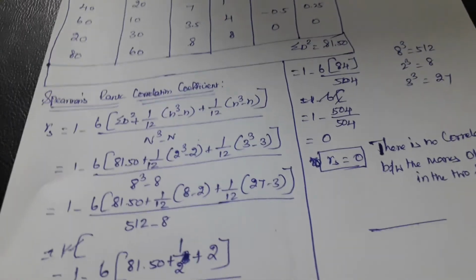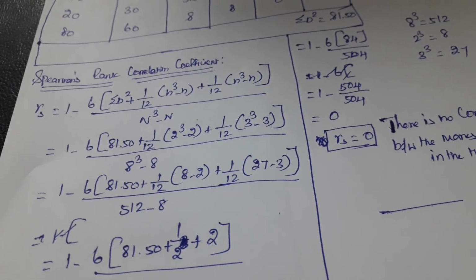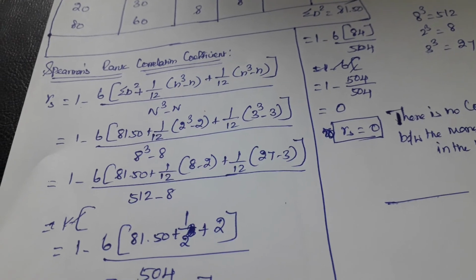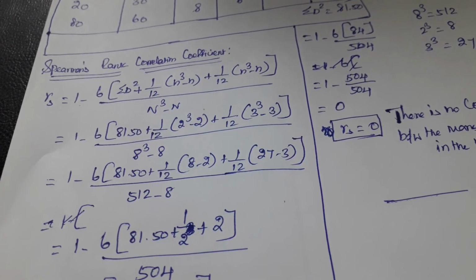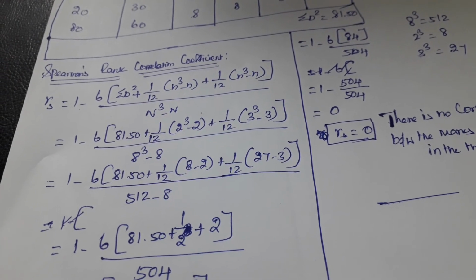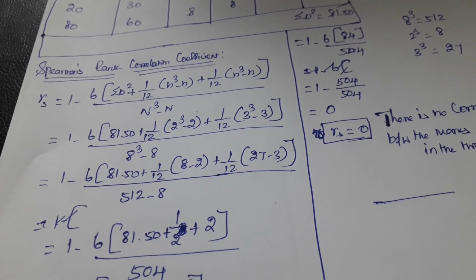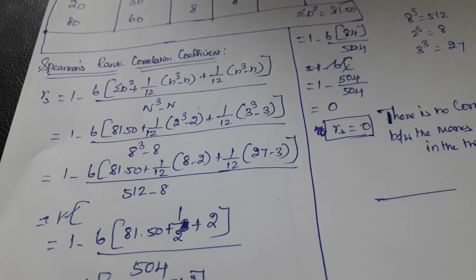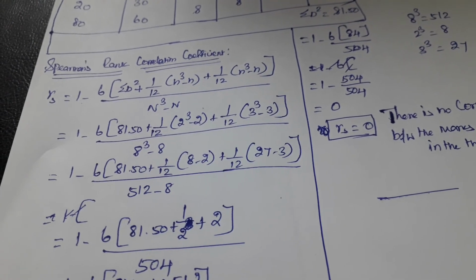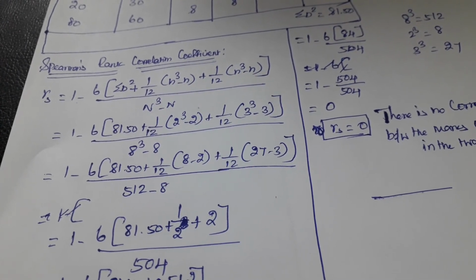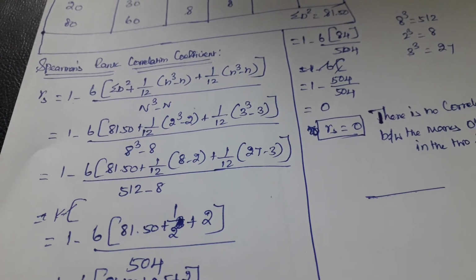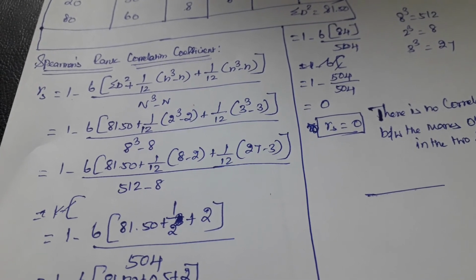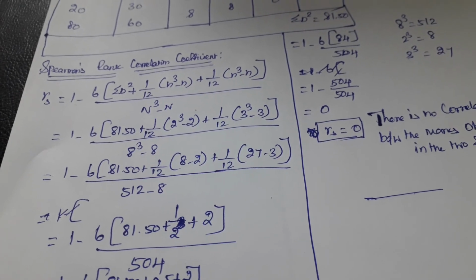Now we need to calculate the Spearman's rank correlation coefficient. This is the formula for the calculation of a correlation coefficient under the Spearman's rank method. Rs equals 1 minus 6 times the summation D squared plus 1 by 12 (n cubed minus n) plus 1 by 12 (n cubed minus n), divided by n cubed minus n.